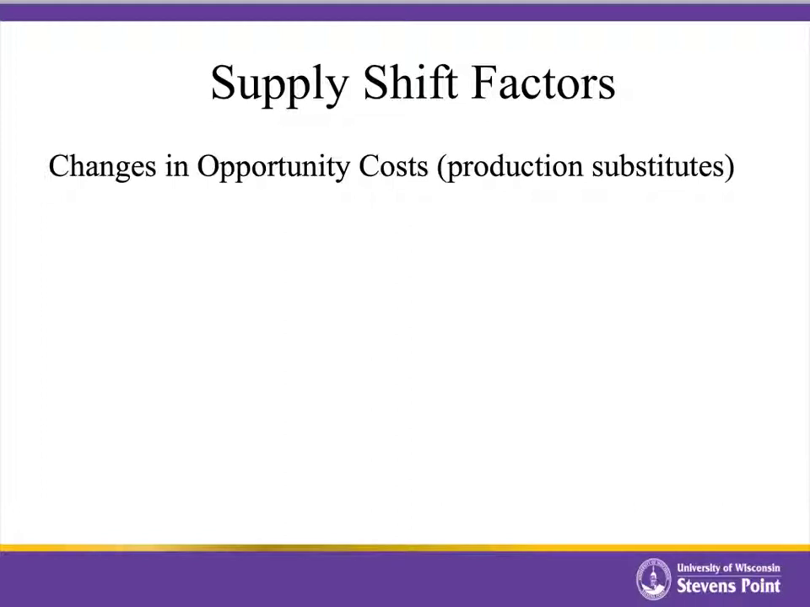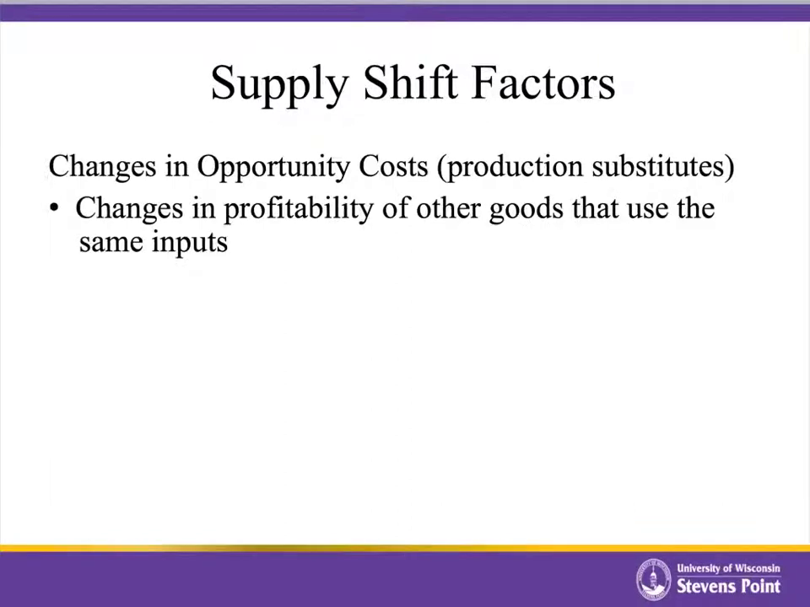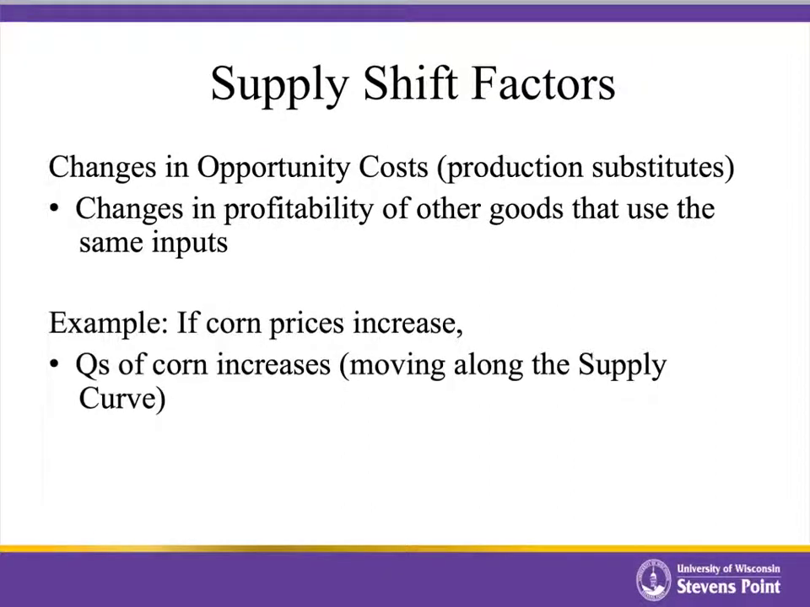Another shift factor that's a little more complicated is if we have changes in the opportunity cost to the producers, or what I like to call production substitutes. So essentially, we're talking about changes in the profitability of other goods that use essentially the same inputs as the good we're talking about. As an example, suppose that corn prices were to increase. Farmers respond to higher corn prices by wanting to grow more corn. We see an increase in the quantity supplied of corn, moving along the supply curve.